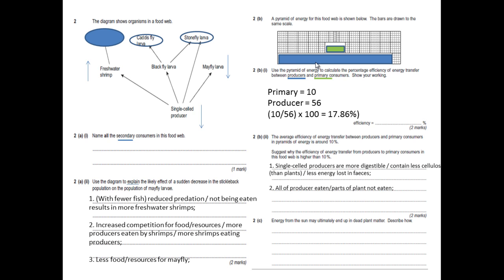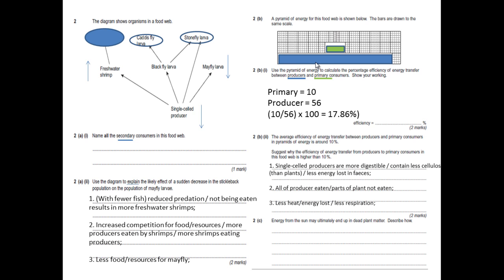All of the producer eaten, or parts of the plant are not eaten, and so this is saying that in the majority, if you think about what other organisms eat animals, usually you have the bones left over, and so what this is saying is most of the producer is eaten, and so there's no wastage there, and so there's also less heat loss or energy loss, or less respiration, less energy loss through respiration, and so any of those is a mark.